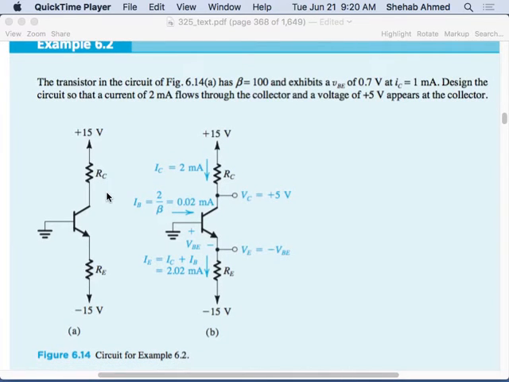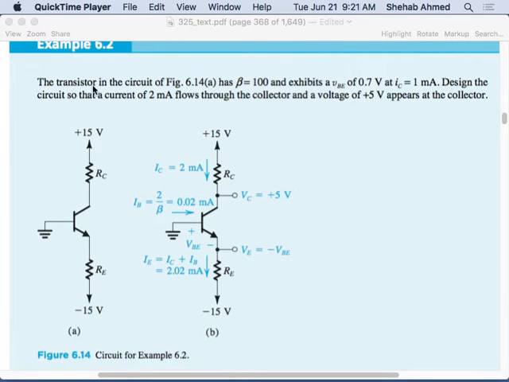Which means I would like to forward bias my emitter base junction, and I would like to make sure that my collector base junction is reverse biased. This is in the case of BJT. This is the summary. This is what you need to do: forward bias this, reverse bias that. Okay. So here you have 15 volts here, minus 15 volts here. How do we go about this?